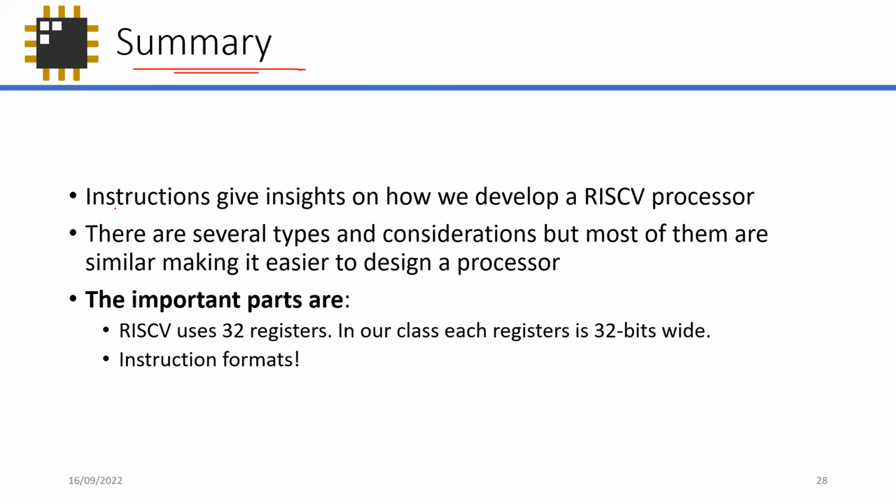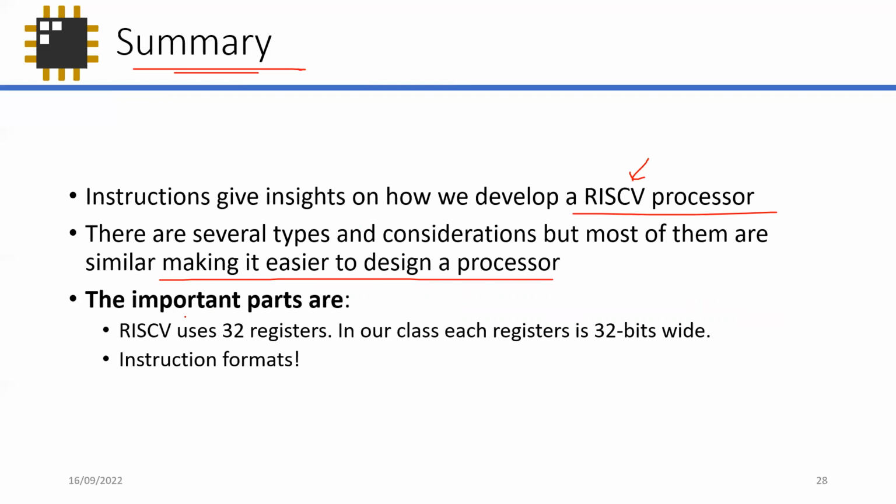So in summary, instructions give insights on how we develop the RISC-V processor. There are several types and considerations, but most of them are similar. That's why it makes it easier to design a processor. That's why when you go to the RISC-V spec sheet, everyone who has helped out in the development of the ISA had all of this in mind. How do you make it easy to develop your own architecture?